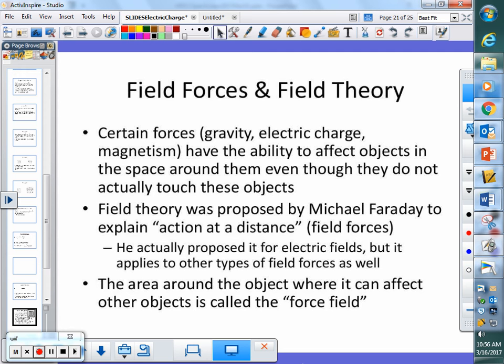So Michael Faraday comes up with something to explain what we called at the time action at a distance, or the ability to do stuff even though we're not actually touching. And he comes up with this idea or theory that he calls a force field. A force field is an area that surrounds an object. In that area, it can affect other objects. You're familiar with this force field most of all.